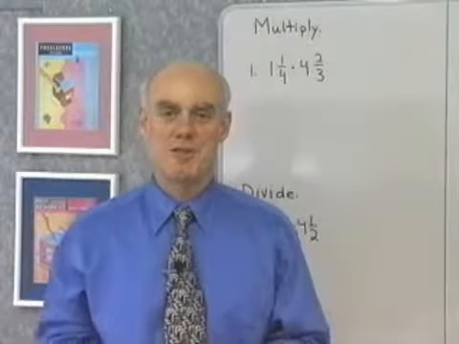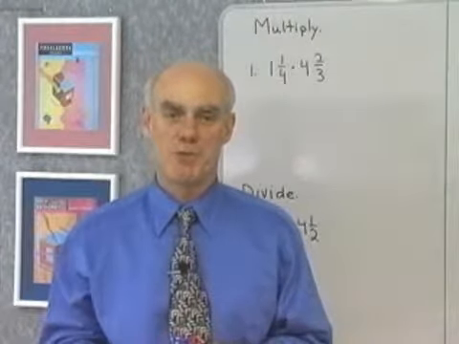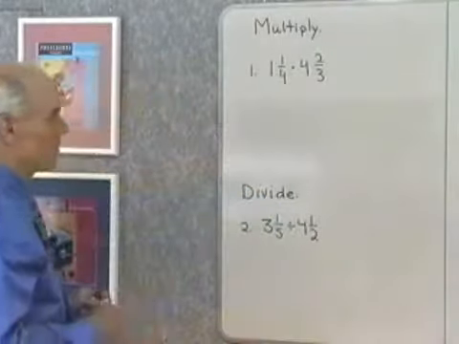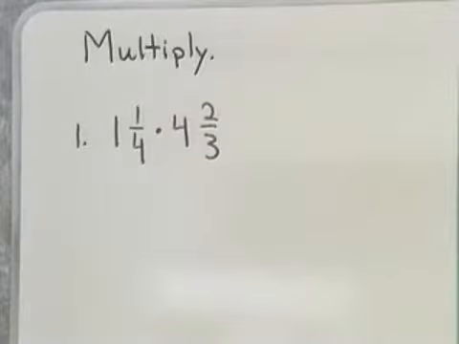To do multiplication and division with mixed numbers, we don't need any new properties. We'll just simply use the properties we have and improvise. Our first problem here, we want to multiply 1 1/4 by 4 2/3.